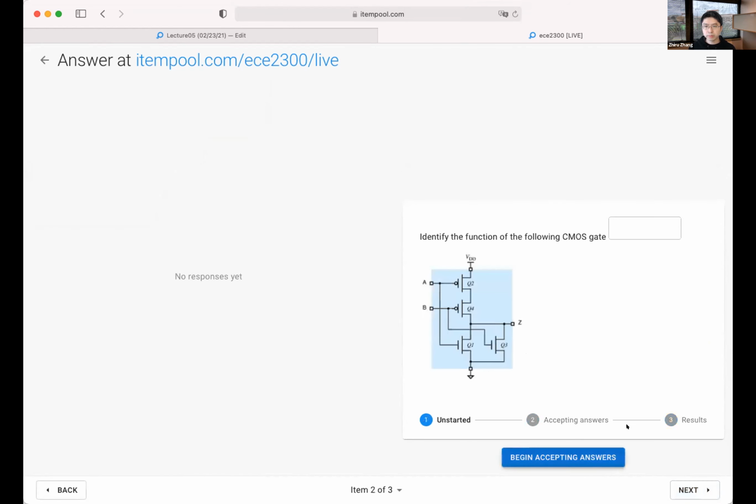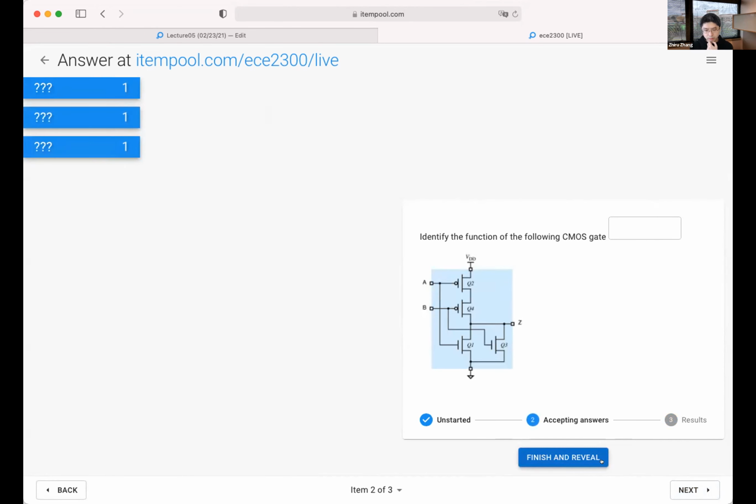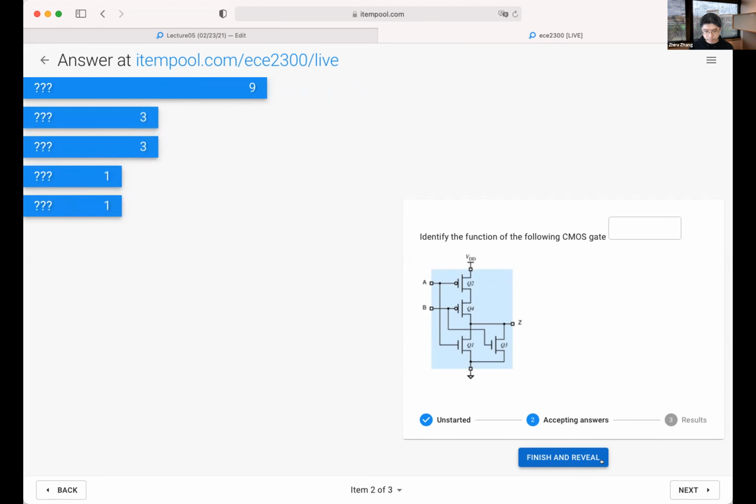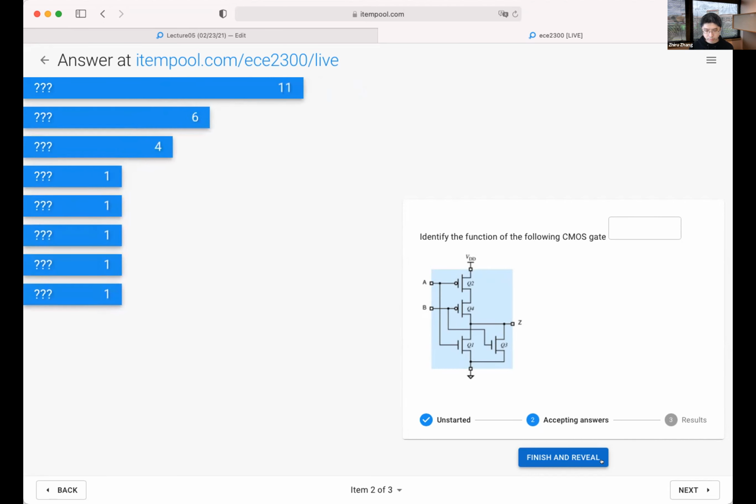Next question. What is this gate? Don't construct a truth table. Try to write down the expression by analyzing either the PMOS network or the NMOS network. I'm going to switch to a second screen so I get to see the chat window. I'm going to review the answer pretty soon.